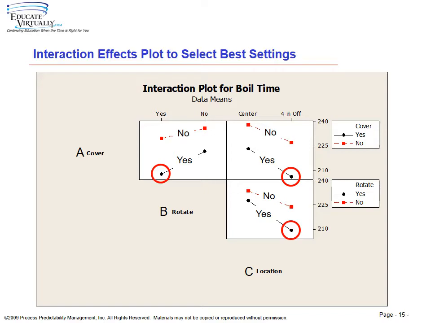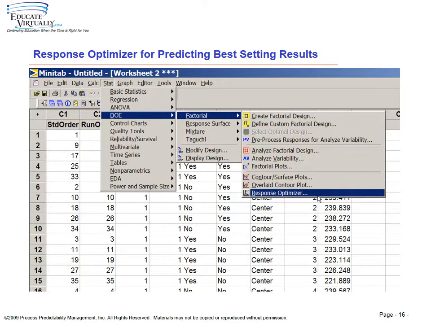We're going to use those to make a prediction to find out how fast we can actually boil a cup of water in the microwave if we use the optimal settings that we found in our design experiment. Now that we know which factors are significant and we've identified the best level settings, we can use this information to make a prediction about the expected results.